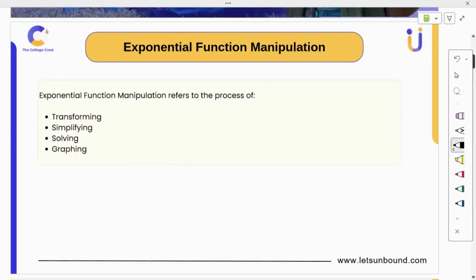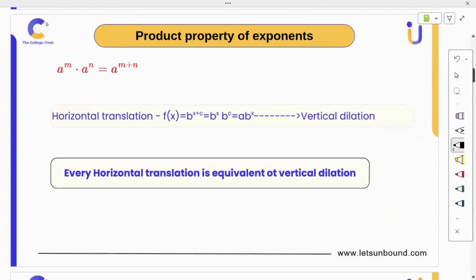So let's understand that. First one, we know the product property of exponents. A power m times a power n is a power m plus n. Now, I can relate it with horizontal and vertical dilation. Let's see how. Let me start with a basic function b power x and I apply a horizontal translation by adding a c: b power x plus c. Now using this rule, you can expand it: b power x times b power c. B power c is just a number, like any constant. So I am naming it as a. B power c, let it be a.